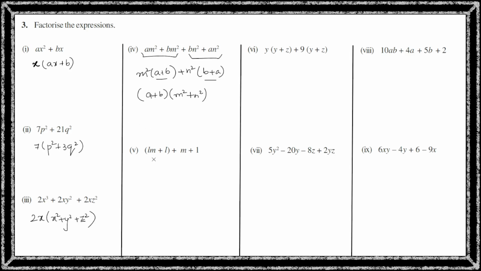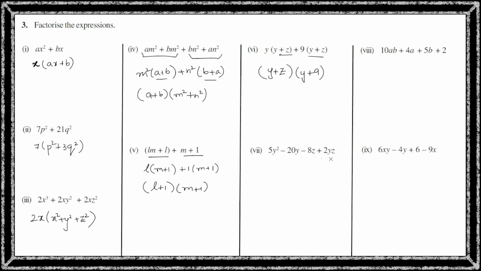Next here, I'm going to pair them up. L is common and here 1 is common. So I have L plus 1 into m plus 1. That is my factorization. Here I have y plus z already factorized and given to me. So I'll take that common and y plus 9 is left inside the bracket.